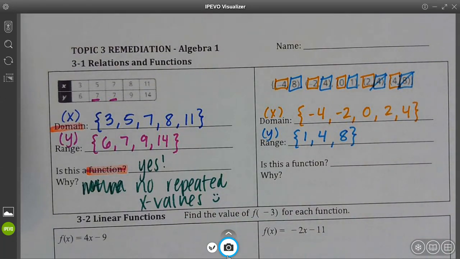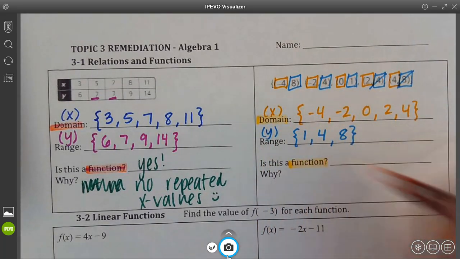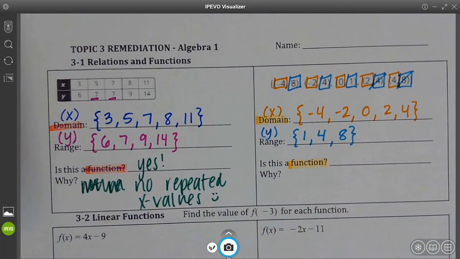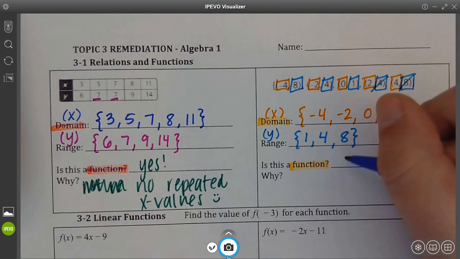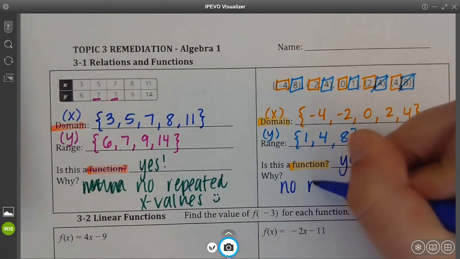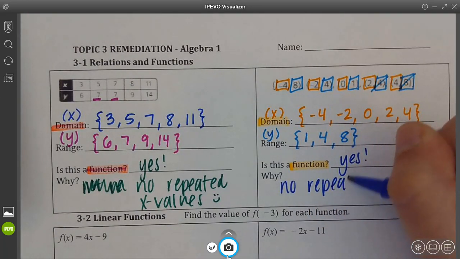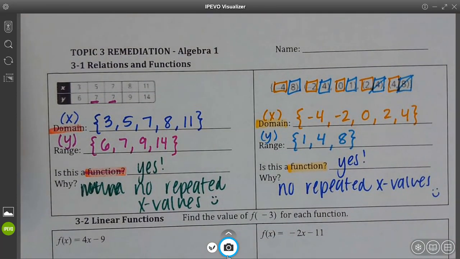We've got to ask ourselves, is this a function? When we're classifying that, we only care about the domain. Are there any repeated values in our domain? No. So we can classify, yes, this is a function. Why? There are no repeated x values, which we know is a fancy way of saying the domain.